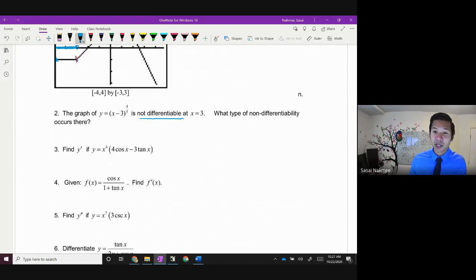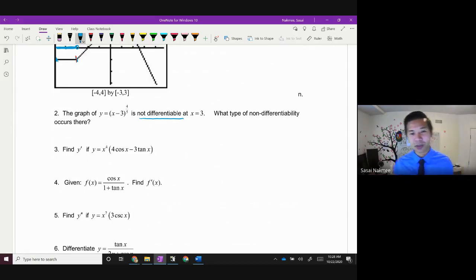And there are 3 different types, right? Discontinuity is one of them, right? It's not differentiable there because it's not continuous. But we know that this function is actually continuous. But if you don't know that, you can take a look at that function further.